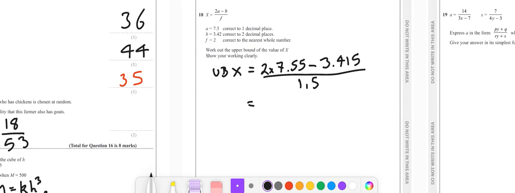So then work that out. 2 times 7.55 minus 3.415 divided by 1.5 is 7.79.